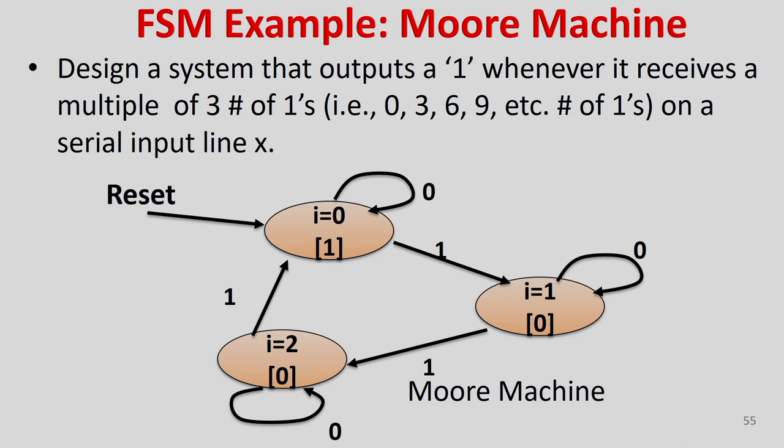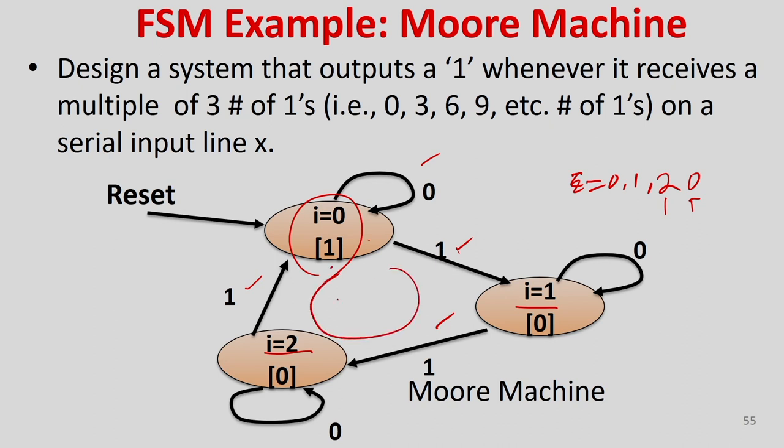If you design a Moore machine, initially the system goes to a state that counts how many ones have been seen, and you take the count mod 3. So I is equal to the count of ones: initially I is 0, whenever the input is 1, I is incremented, and again on a 1, I is incremented. So 1, 2, and if you get another 1, then it will be a multiple of 3 and it goes back to 0.